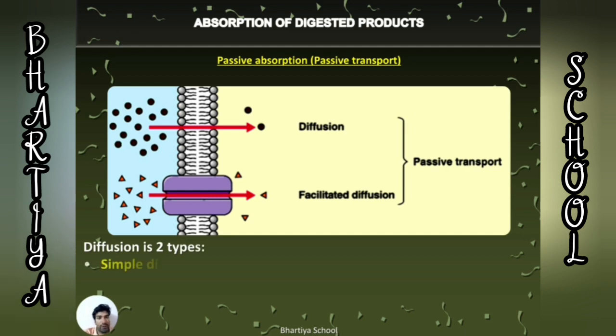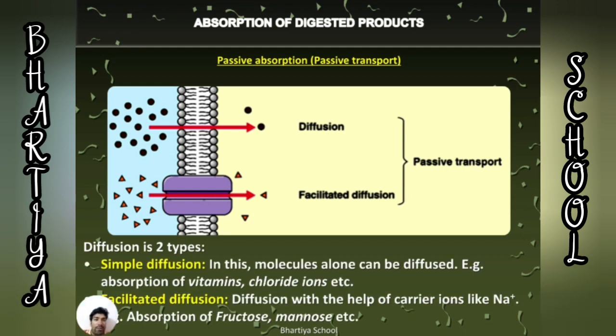Diffusion is of two types: simple diffusion and facilitated diffusion. In simple diffusion, the molecules simply diffuse. Examples are the absorption of vitamins and chlorines. The chlorines and vitamins simply diffuse. Facilitated diffusion occurs with the help of carrier ions and carrier proteins. Examples, absorption of fructose, mannose, etc., are examples of facilitated diffusion.